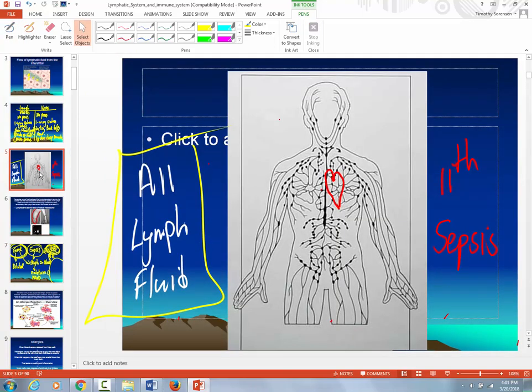So let's get back to this. All lymph fluid must go through a lymph node and get filtered of any antigens or pathogens before it gets dumped into the central circulation. Listen up, because this is true. Watch it. If you have a cut on your hand like I do, I'm going to show it to you.